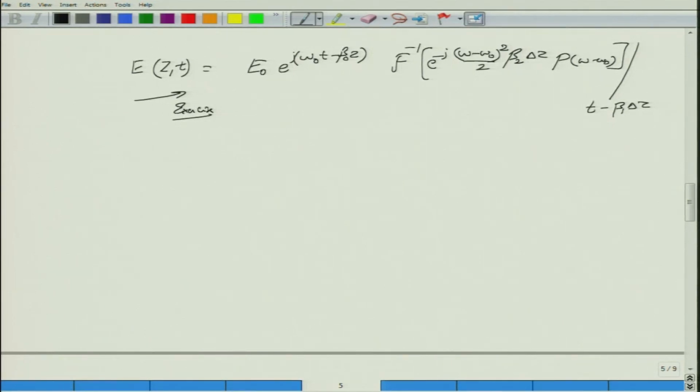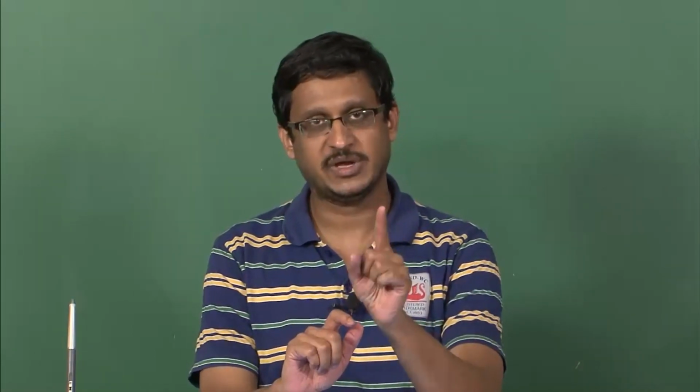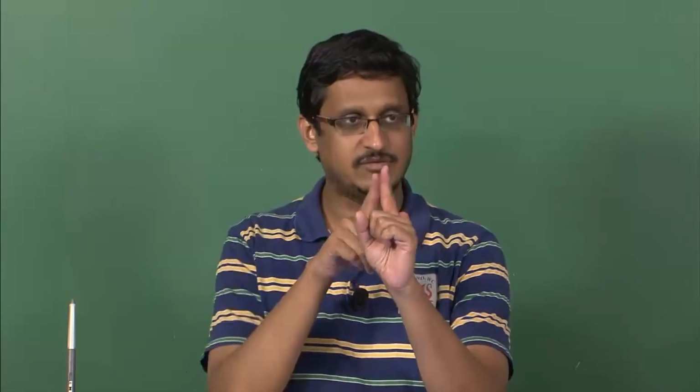Let me make a few remarks over here. The carrier that we had, e power j omega naught t, would propagate and give rise to a pure phase delay. That delay was given by beta 0 into z. Since it is a single frequency, e power j omega naught t, this is what you expect. A single frequency would undergo a simple pure phase delay.